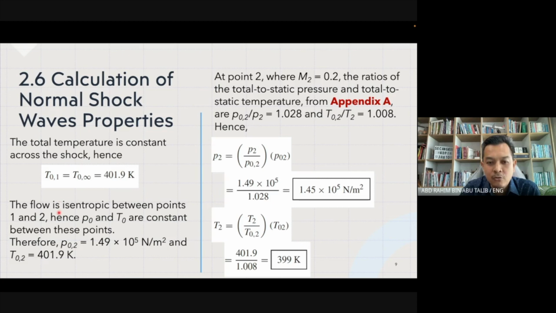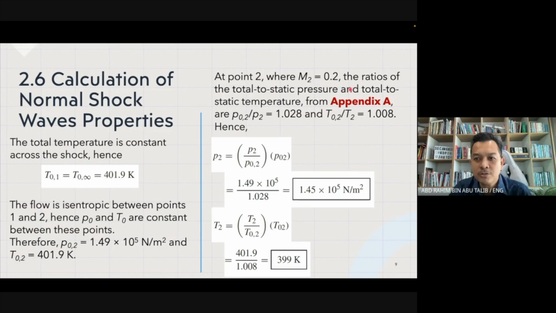So the flow is isentropic between point 1 and point 2. Hence, the pressure P0 and T0 are also constant between these 2 points. Therefore, P02 also reads 1.49 times 10 to the power of 5 Newton per square meter, and T02 also being read as 401.9 Kelvin, because of the isentropic condition between these 2 points.